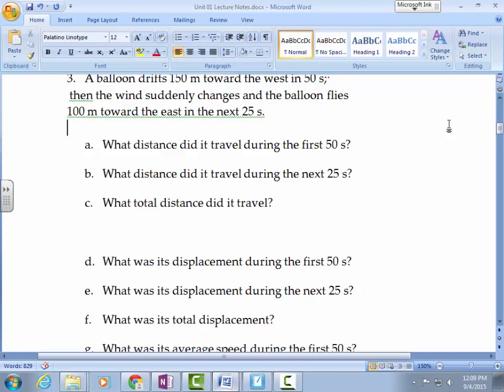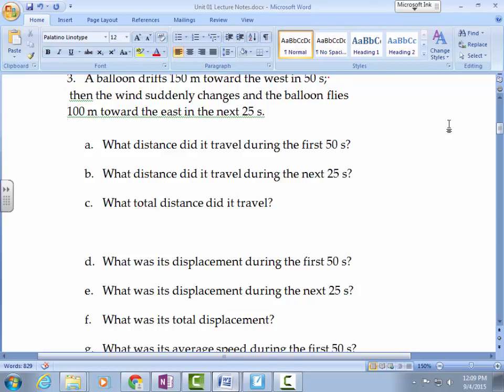Okay? And then, what does it do? It travels 100 meters towards the east. Then it goes 100 meters towards the east. What's its final position? Right off the top of your head. Its final position is going to be negative 50.